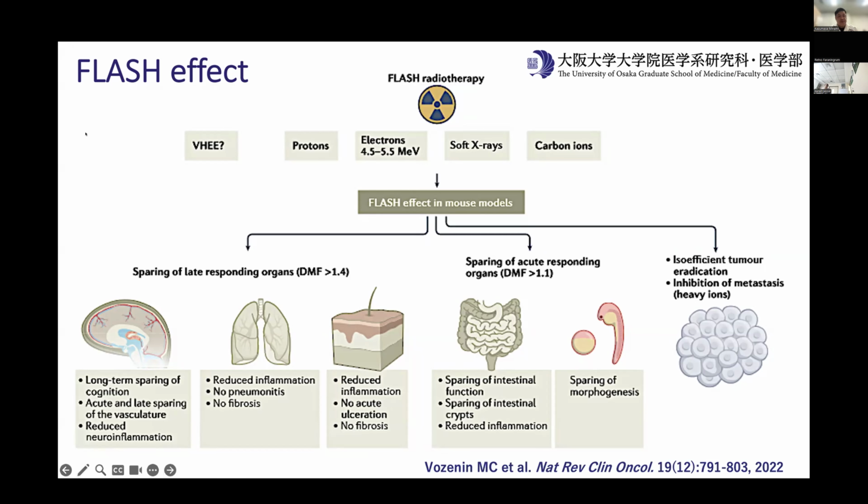For example, studies have shown that irradiation to the brain resulted in reduced inflammation and kept the mouse's memories, compared to conventional dose rate radiation. The same was seen in lung and skin. Inflammation was also reduced compared to conventional dose irradiation. These findings were well known in the field.